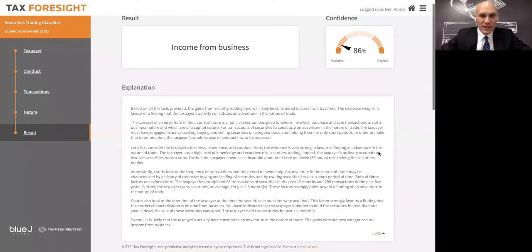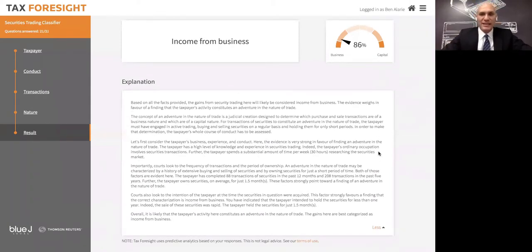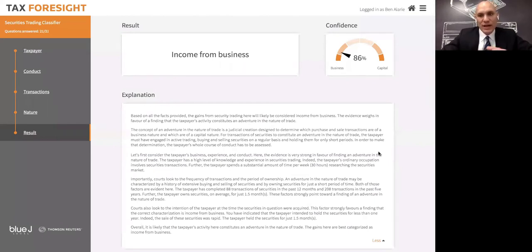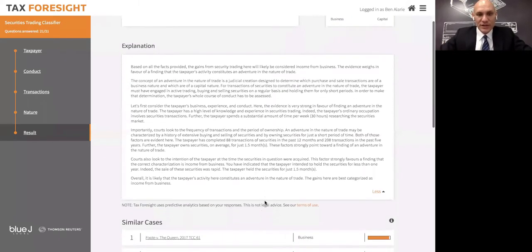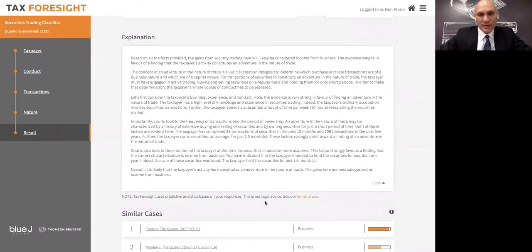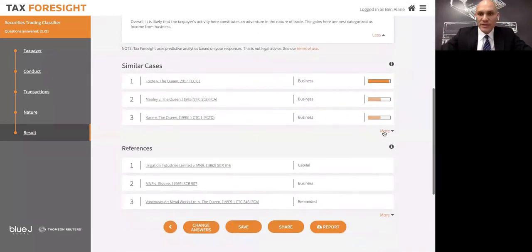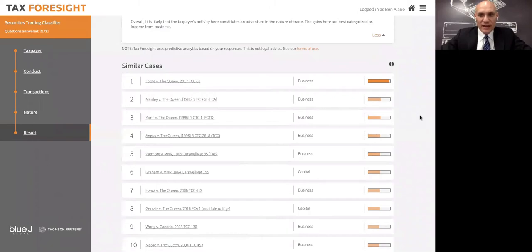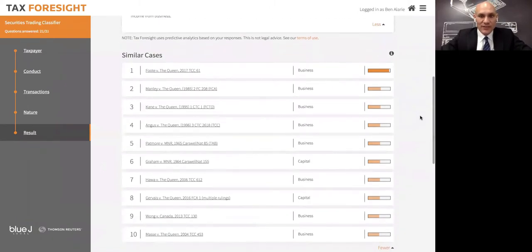So what's the explanation? The explanation is essentially casting into plain language what the algorithm is considering. So this explanation is tailored very much for how we answered the questions throughout the questionnaire. So you'd get a different explanation depending on how we characterize the facts for the system. So it's entirely based on how we framed the situation here. For the system, if we go back and change some of the answers, which we'll do momentarily, we'll get a different explanation.